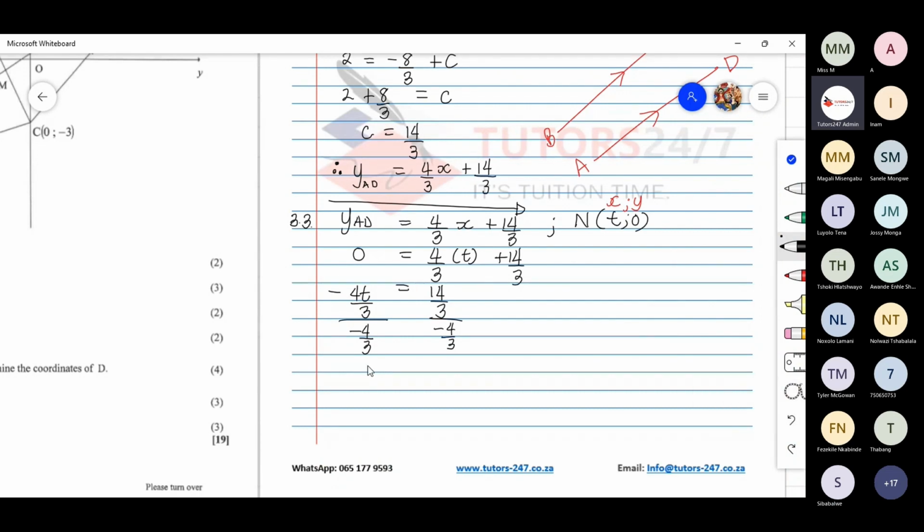So if we divide by negative 4 over 3 on both sides, on the left, negative 4 over 3 will cancel each other out. And on the right, 14 over 3 divided by negative 4 over 3 will then give us a value of negative 7 over 2. So we can state, therefore, t equals negative 7 over 2, and that is our value of t.